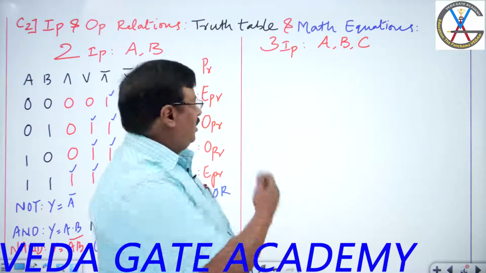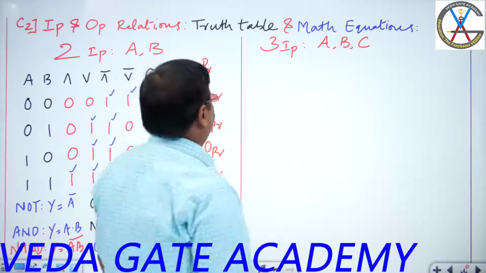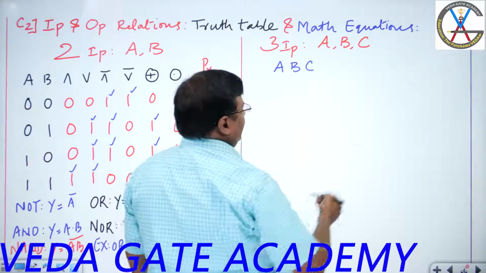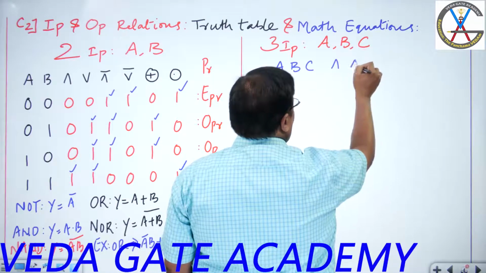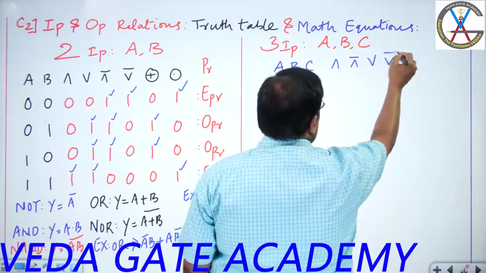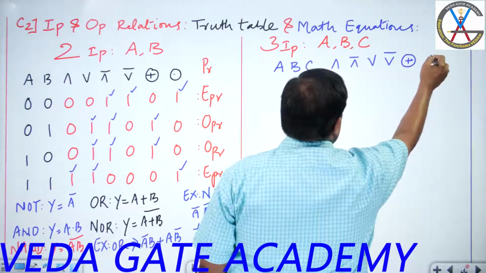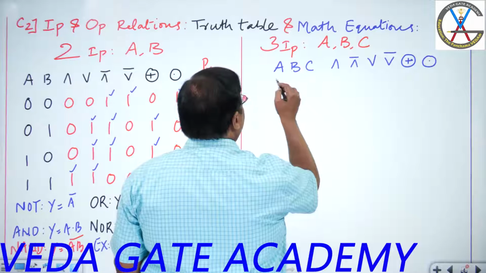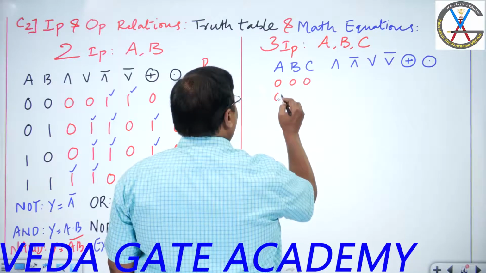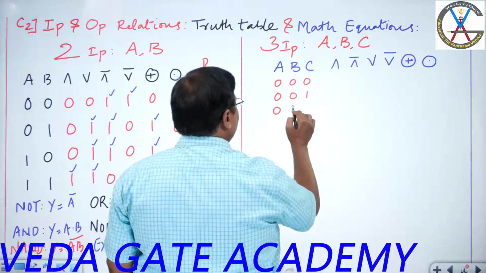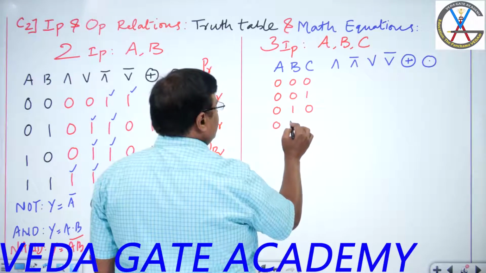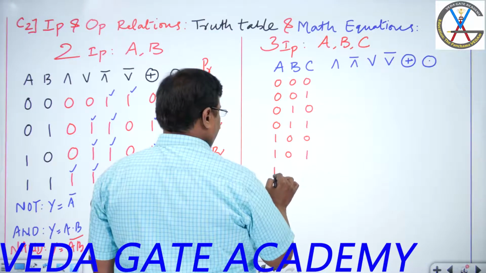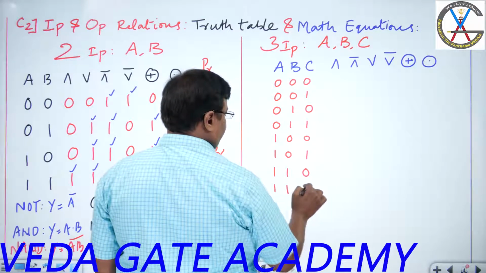Now let me show you 3 input logic structures over here. So A, B, C. Consequently AND, NAND, OR, NOR, exclusive OR and exclusive NOR. Now let me give you the inputs here. 0 0 0, 0 0 1, 0 1 0, 0 1 1, 1 0 0, 1 0 1, 1 1 0 and 1 1 1.